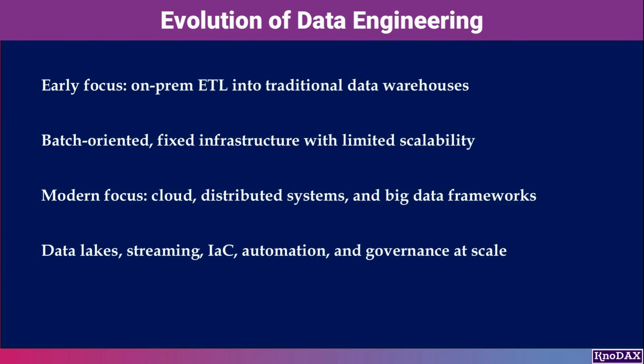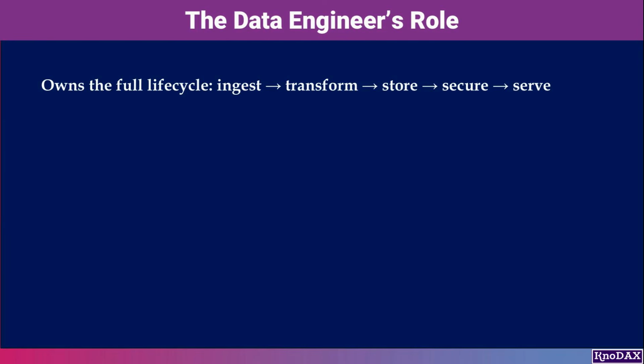Today, modern data engineering emphasizes scalable cloud infrastructures, real-time streaming, data lakes, and automation using infrastructure as code. Governance and compliance have also become core responsibilities as data grows across multiple systems. With this historical evolution in mind, we can now look more closely at what the modern data engineer actually does in today's cloud-first environments. Now that we've seen how data engineering has evolved into a cloud-first, highly scalable discipline, let's take a closer look at what the modern data engineer is responsible for today.